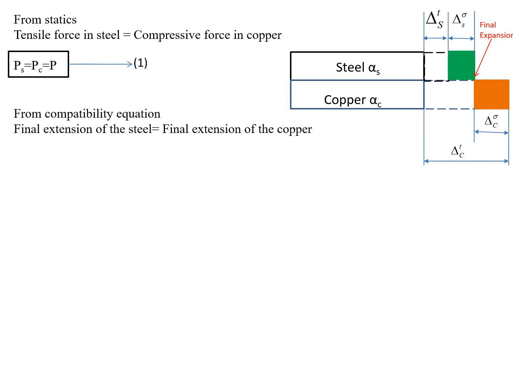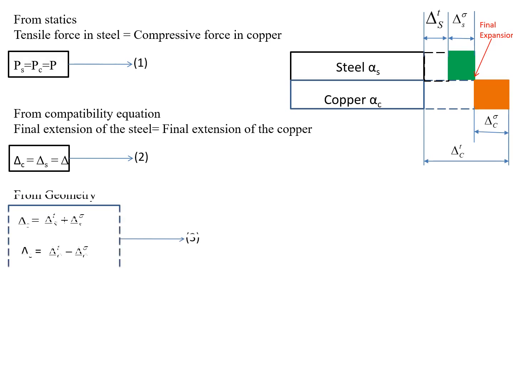So the final expansion of the steel should be equal to the final expansion of the copper. That is, delta C equal to delta S equal to delta. Delta C is the final expansion of the copper, which should be equal to the final expansion of the steel, that is delta S, equal to, let us consider, delta, the final expansion of the composite bar. Let us consider this as equation number 2.